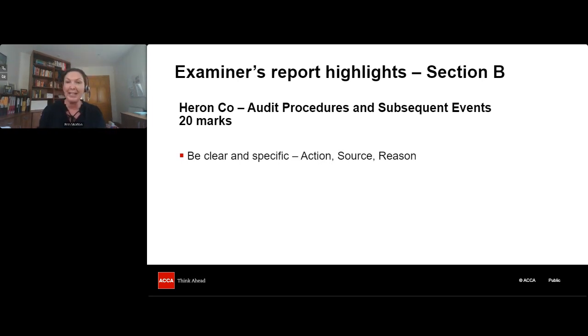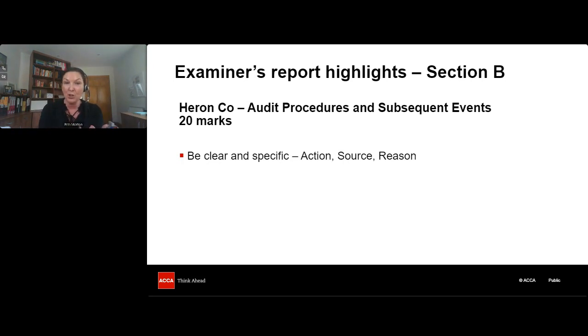So we need to make sure every audit procedure is a clear instruction. You need to be able to give that to someone, and someone should be able to just go and do that work. So you need to have an action. What are they actually doing? Do you want them to inspect? Do you want them to recalculate? Do you want them to, I don't know, reperform? What is it that you want them to do?